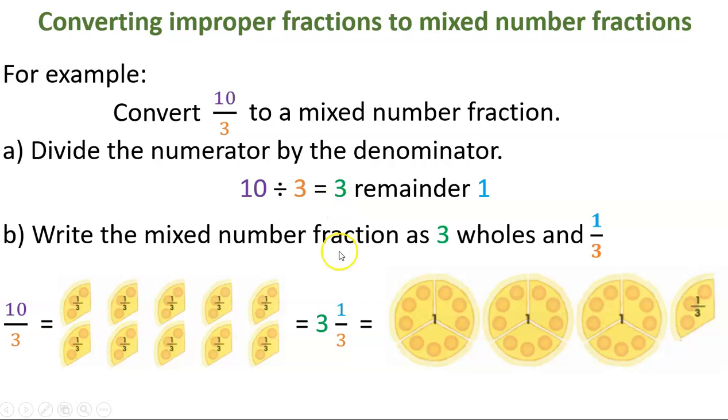The 3 becomes the whole number part of the mixed number. So my whole number is 3. My remainder is my numerator, and my denominator remains the same as it originally was. So we know that 10/3, in this case 10 pieces of pizza each 1/3 in size, is equal to 3 and 1/3, which is 3 whole pizzas and 1/3 of a pizza.